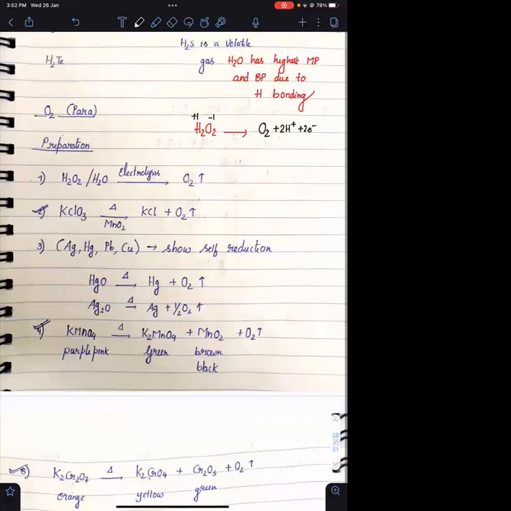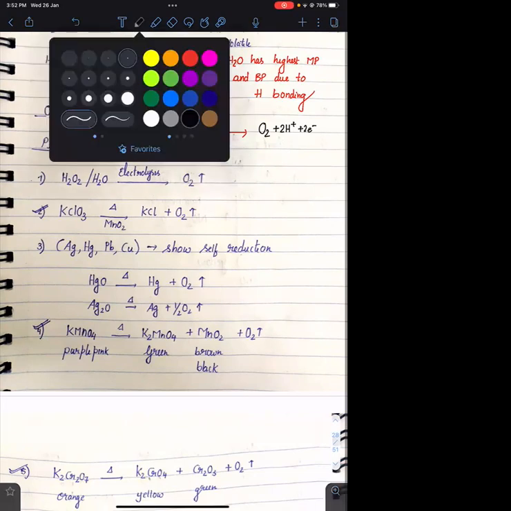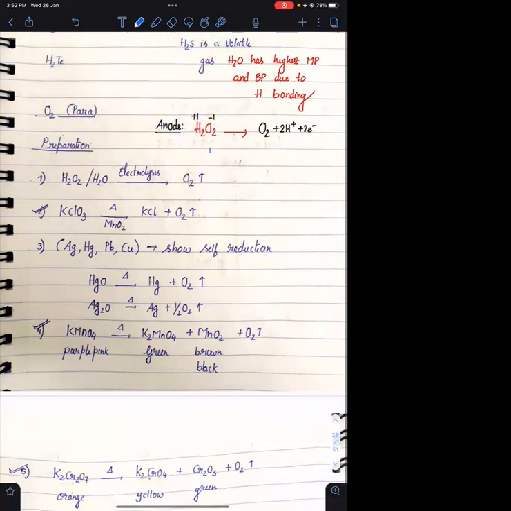Yahan pe kya kiya hai? We did oxidation. Oxidation always happens at anode. Similarly, H2O ke reaction mein bhi same likh sakte ho aap log. If you have H2O, you will be removing electrons to form O2. Okay.